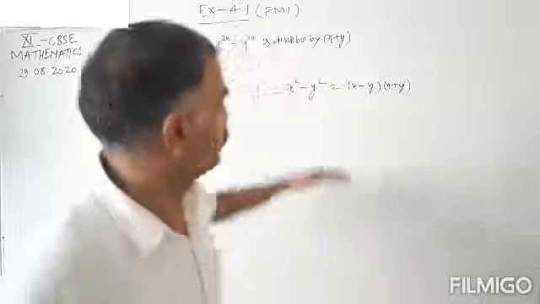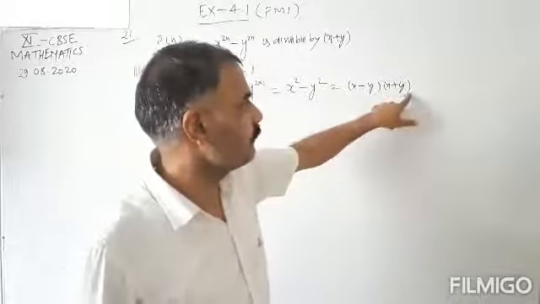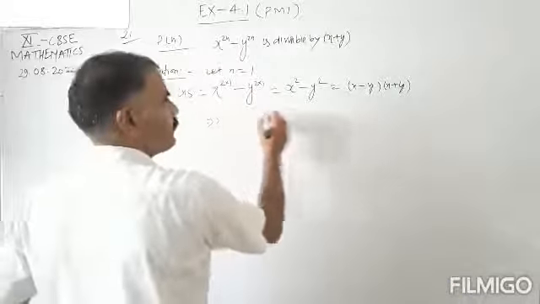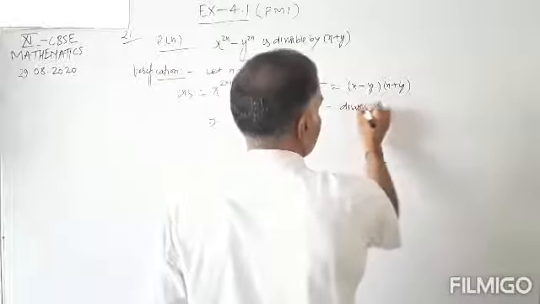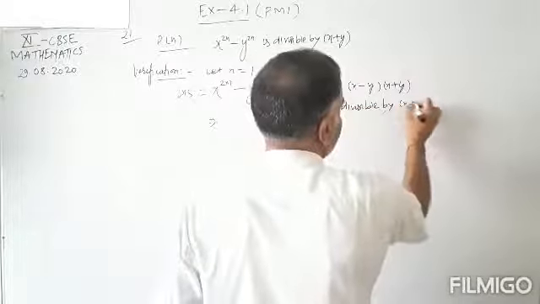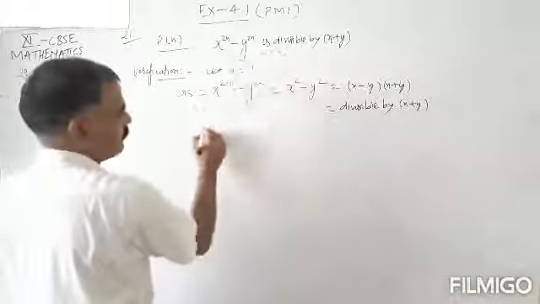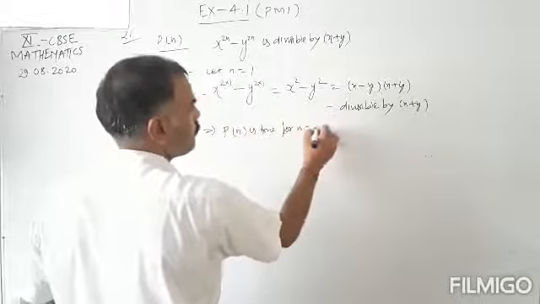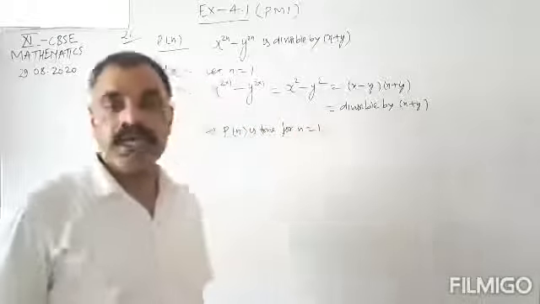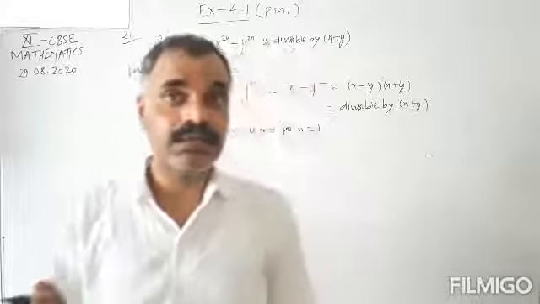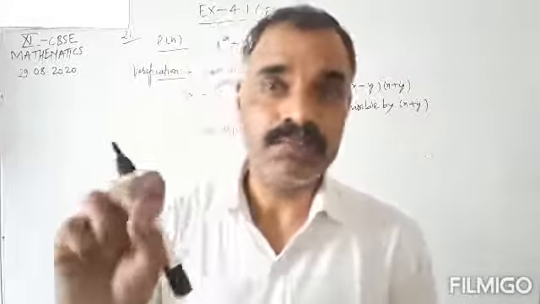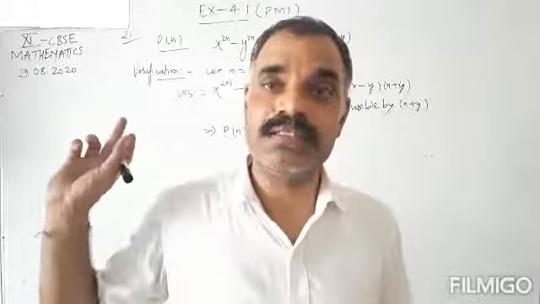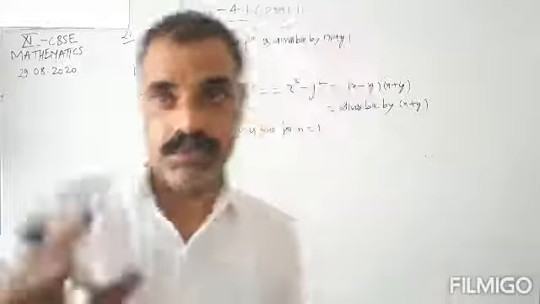So it is a multiple of x plus y, that is, divisible by x plus y. This implies that Pn is true for n equals 1. Pn means the mathematical statement; here Pn is representing the mathematical statement. That is why the mathematical statement is true for n equal to 1.